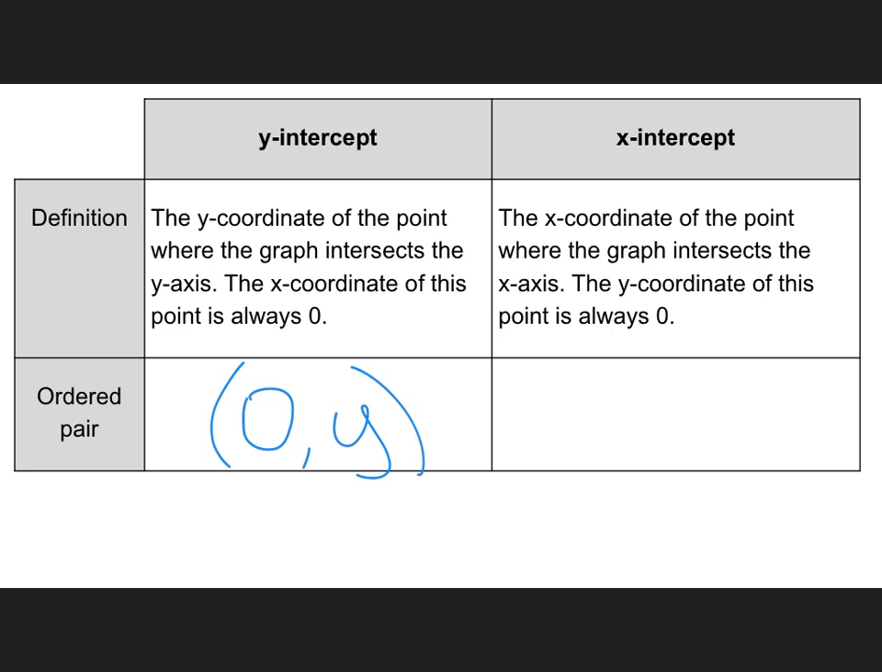should be 0. With your x-intercept, it's the x-coordinate of the point where the graph intersects the x-axis. In this place, if we're on the x-axis, that means we didn't move up or down, and so the y-coordinate is always 0. So these are in the format of (x, 0). So the y will always be 0 here. So y-intercept, x is always 0, you have a y. X-intercept, y is 0, and you have an x. So whichever intercept you're talking about, that's the value you should have in the ordered pair. The other value should be 0.